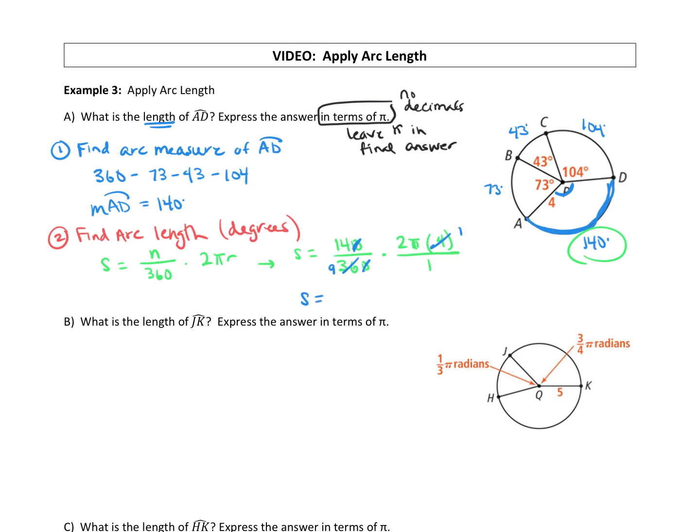Arc length is equal to, we have a 14 times a 2 pi left over, which is 28 pi over, in our denominator, we have a 9 times a 1. So 28 pi over 9, that's an acceptable answer. You might see 28 ninths pi as another way to write it. Honestly, both of these are okay. But I just want you to recognize 28 pi over 9 is the same thing as 28 ninths pi.